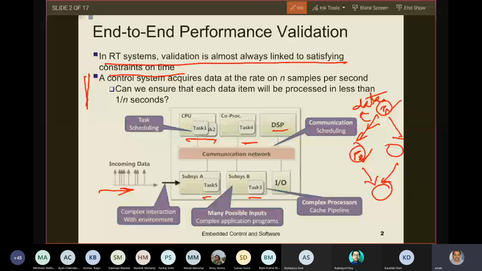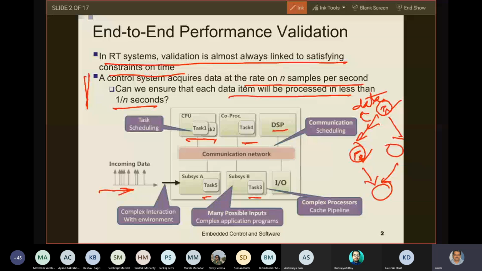Now, let us say such a control system acquires data at the rate of n samples per second. Can we ensure that each data item will always be processed in less than 1 by n seconds? Why is it important or not important to decide that? It is important to understand whether all my data items will always be processed within 1 by n seconds, even in the worst case scenario.